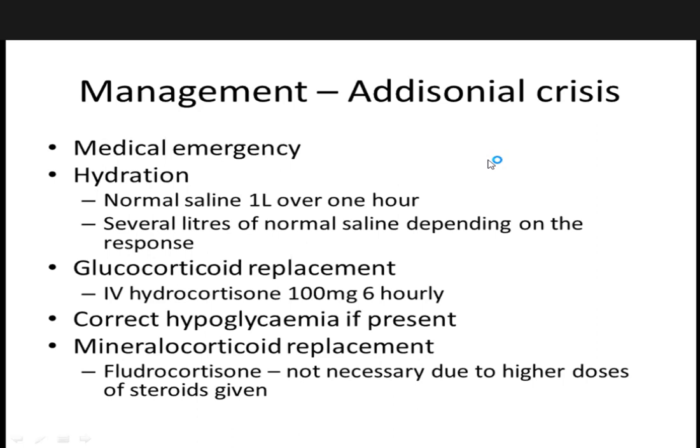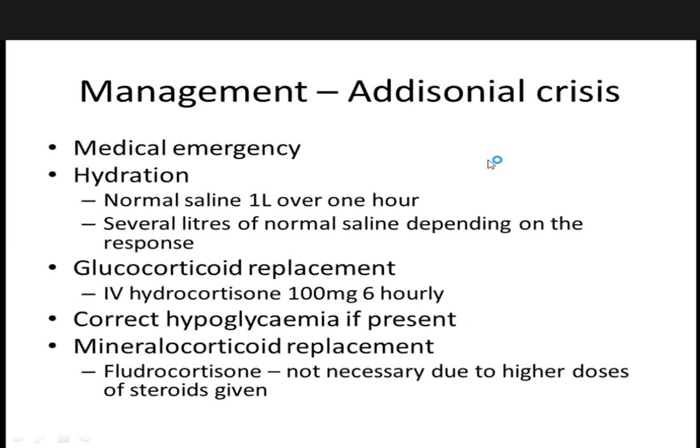You have to look whether the patient is fluid overloaded and all that, and depending on that, you have to hydrate the patient, right? In addition, immediately, you can take a blood sample for random cortisol, and then you should start replacing glucocorticoids, right? So you have to give IV hydrocortisone 100 milligrams every 6 hours, right?